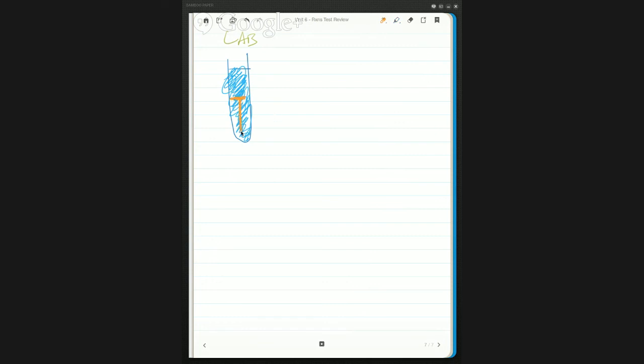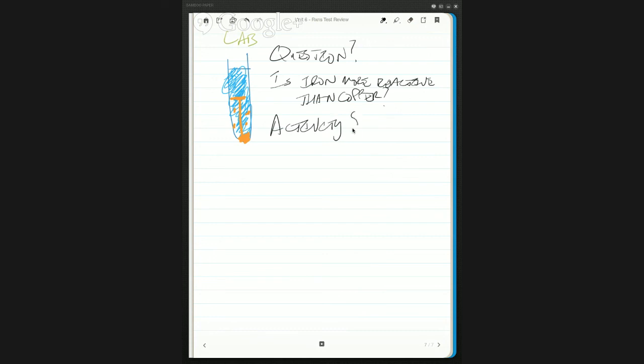So there's a nail in here, okay? And then there was brown stuff coming off and filling the bottom. So this is what I would say. Okay, so what was the question from the lab? Which hypothesis did you pick? Is iron more reactive than copper? And to do this, what's the name of the lab? Activity series. All right, activity series.